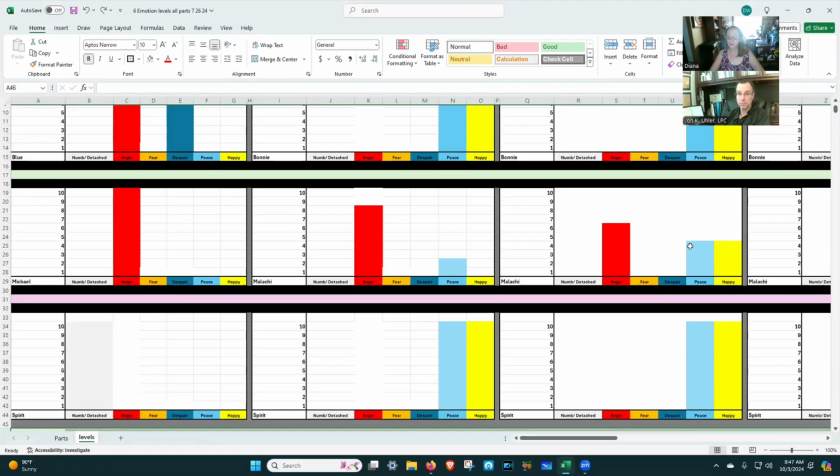And a lot of these parts, their peace and happiness levels are probably at a one, just because they're living in Lake City. They're not alone. Their prisons are destroyed. They've got a new name, new clothes, new home.